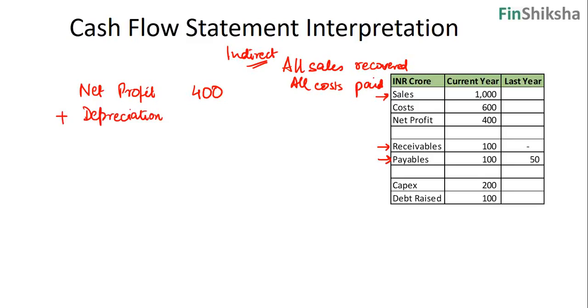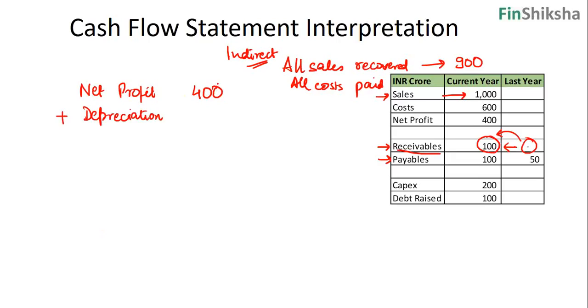But then there are a few interesting line items that happen here. So look at the receivables line. Last year, receivables is coming from the balance sheet, remember. Last year, receivables was 0. This year it is 100. That means it has gone up by 100. What is the receivable? It is money that you have not received. What was the sales? 1000 crore, which basically means if receivables have increased by 100 crore and sales is 1000 crore, sales recovered must have been 900 crore. Correct? You have not received the entire 1000. You've only received 900. That's why receivable has gone up, right?